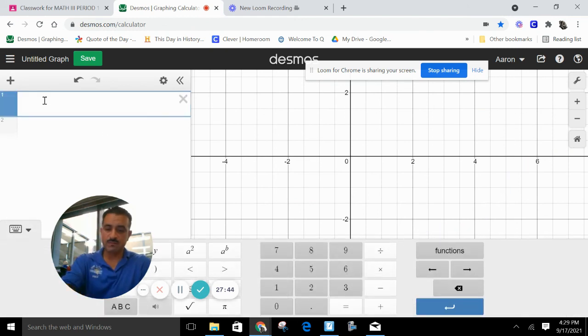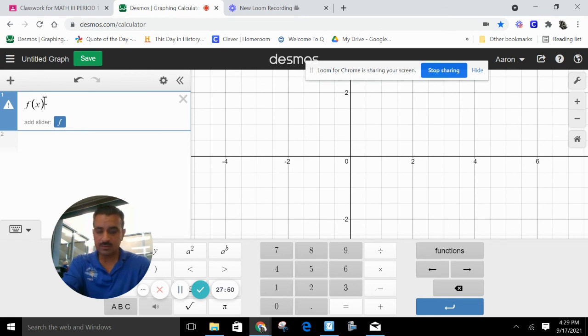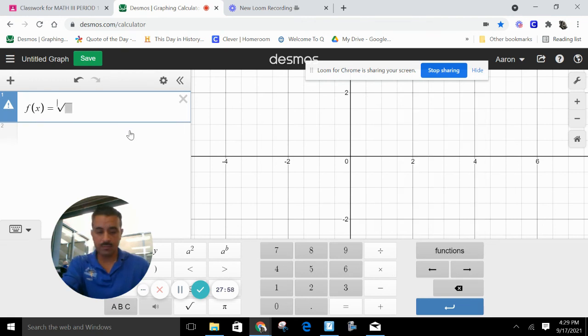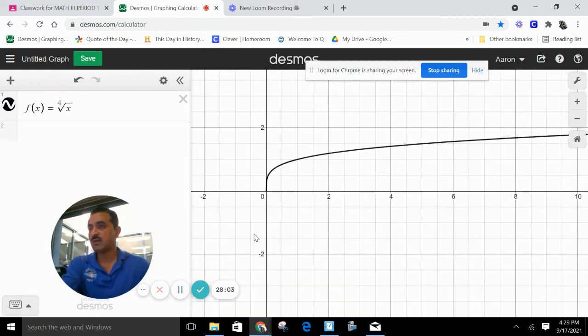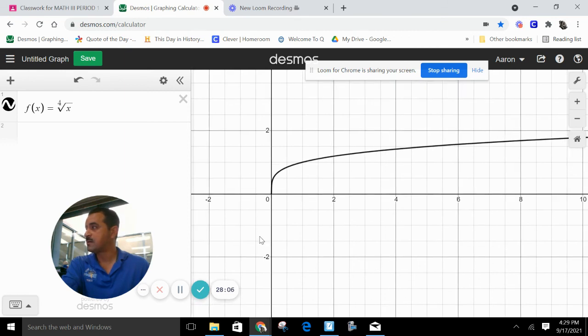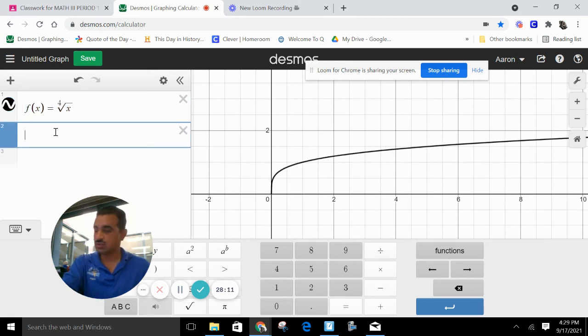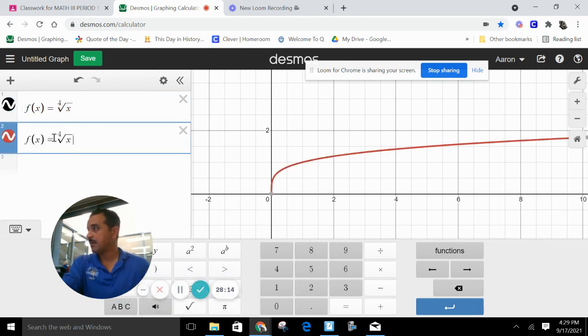So f of x, let's do the parent function, f of x equals the fourth root. Let me get my root button. Fourth root of x. There's the parent function right there, the fourth root of x. All right, let me copy and paste this and make the child now. The child, so the parent's in black, the child is going to be in red. Let's put the negative in front of it, right? Look at, there it is, reflection over x-axis already. I could see it's already reflected, flipped over the x-axis.